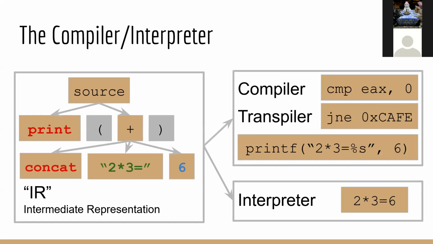And so the IR either goes to a compiler, where it gets turned into something like, in this case, some example assembly there, or another language, in this case C. Sometimes they're called transpilers, just to clarify that it's going more toward another high-level language rather than machine code or other things like that. And then lastly, you have the interpreter here, which actually evaluates this. In this case, it would print, 2 times 3 equals 6 because it's concatenated and then printed out.